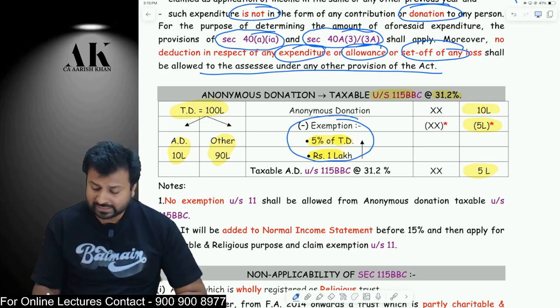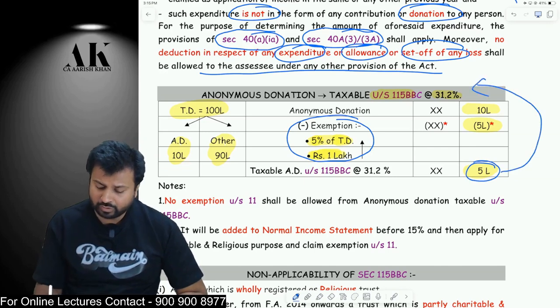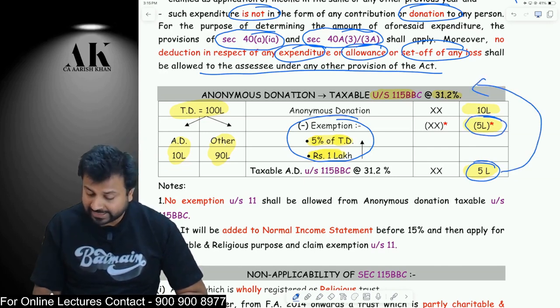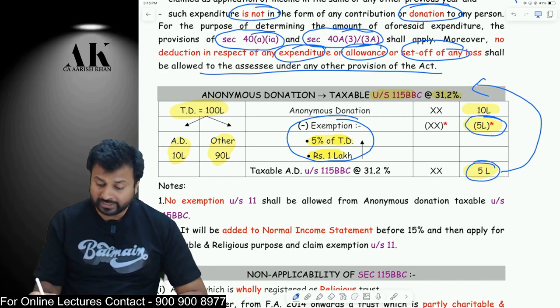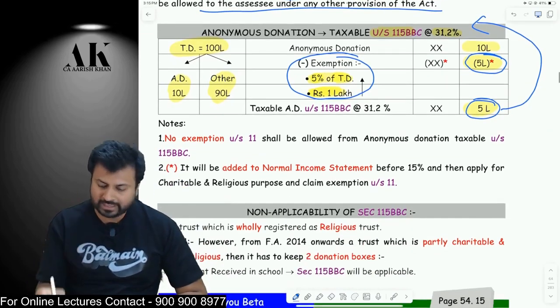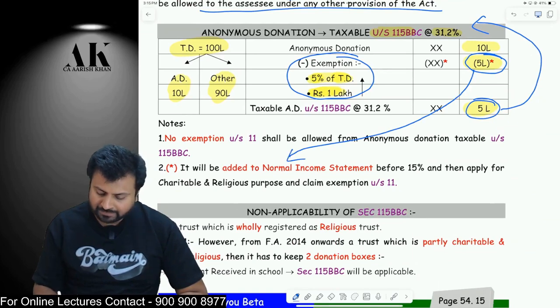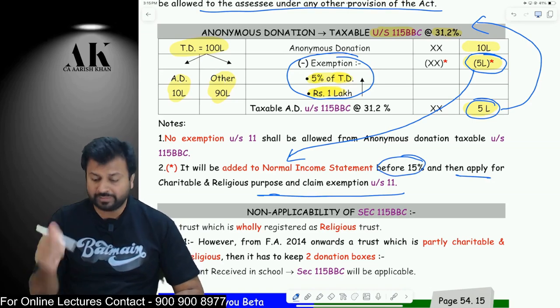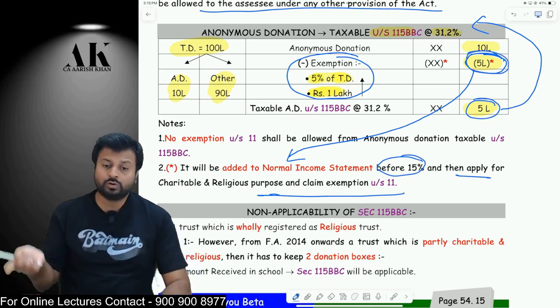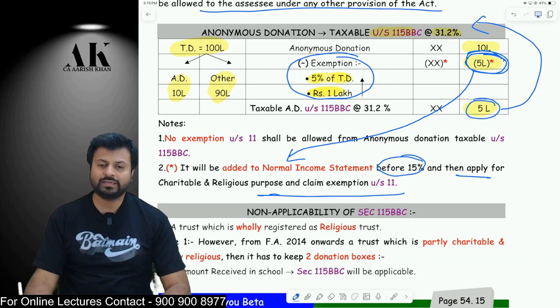Now the catch over here is, this 5 lakh will be taxable at 31.2%, and this 5 lakh which is getting exempt over here is not going to escape. It is not fully exempt. It should be added to the normal income statement before 15%, and then you claim 15%, and then you apply this money of 5 lakh rupees, which is getting exempt here. You have to apply that money, and then only you will get the exemption of that 5 lakh rupees.